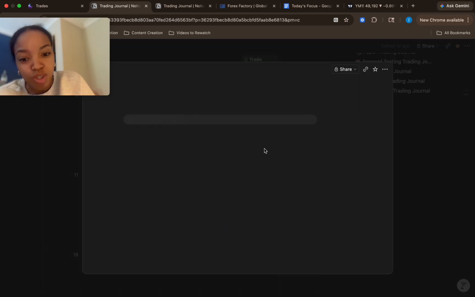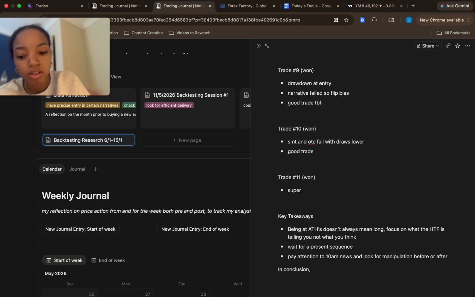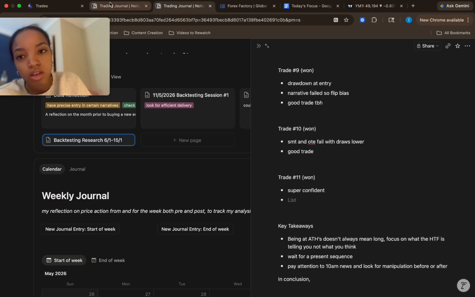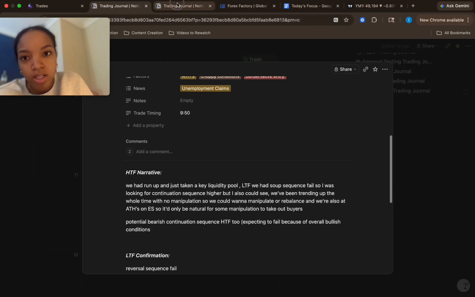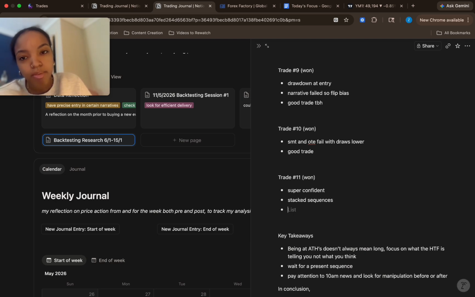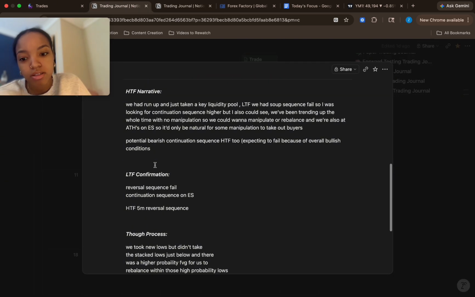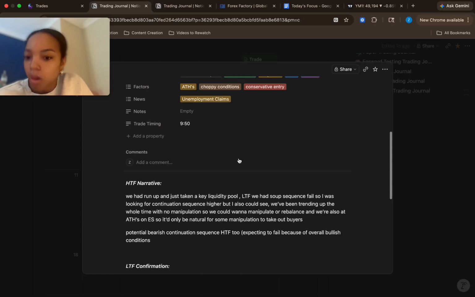As you can see, I'm just rushing through these. Okay, we had a 9 level confidence, so we were super confident. We shorted continuation sequences. Oh, we had stacked sequences. These are the type of things where you could do double size. We took a new size, we didn't take the stack lows just below, and there was a higher probability FVG, blah, blah, blah.